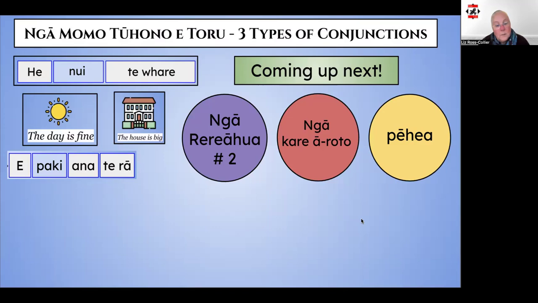Hei whakakapi māku. In this video, we looked at a bit of an introduction to descriptive sentences and how to describe things using he and different tohu wā. Check out Ngā Rereāhua Part 2, where we'll be talking about ngā kare ā-roto, feelings words, and how to use questions to ask how people or things are feeling or how they are.